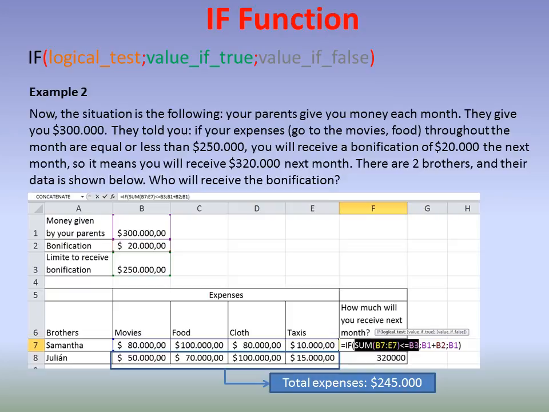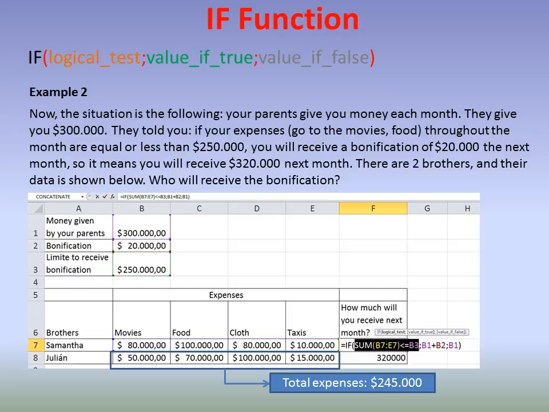Therefore, you have the data in this way. In cell B1, you have the money given by your parents. In cell B2, you have the bonification. And in cell B3, you have the limit in the amount of money you have to spend in order to receive the bonification of 20,000. Then you have the corresponding expenses for two brothers, Samantha and Julian. They spend, for example, some money in movies, food, clothes, etc.